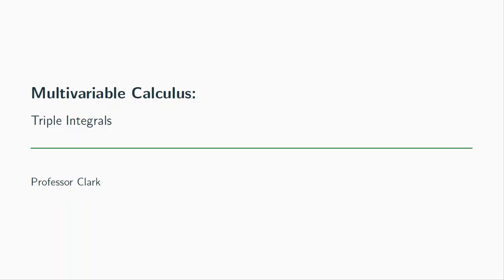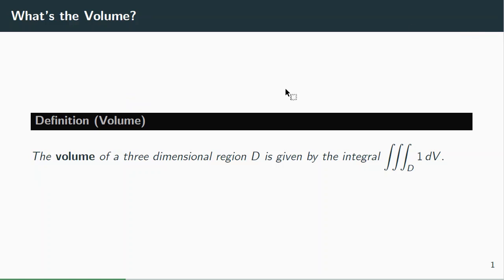So the main idea for triple integrals is going to start with volume. When you have a triple integral, it's going to look like this, with three integrals, one for each dimension for a three-dimensional solid. D represents the region, some three-dimensional region D, and then you have a function that you're integrating, and then dV would be that volume element.